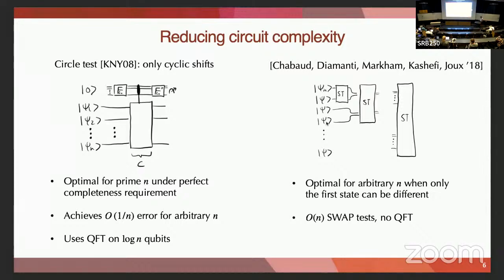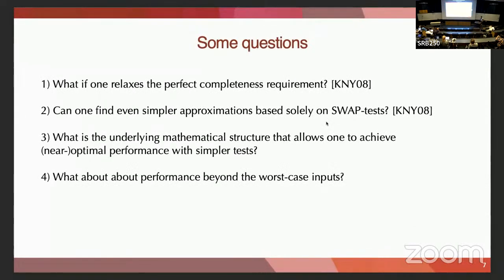And so this naturally motivates the problem following this work from 2008. They already raised this question there. So what happens if one relaxes the perfect completeness requirement? Can we still prove some kind of optimality of a permutation test, or maybe we need to use some other test? The second question: can one find some simpler approximations, some other tests which would be easier to implement and have lower complexity to implement?